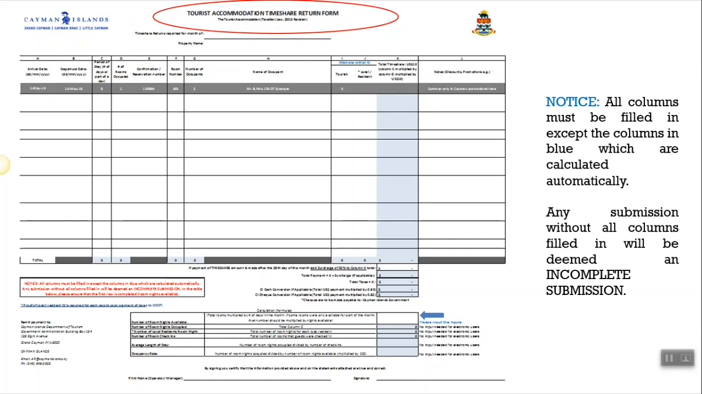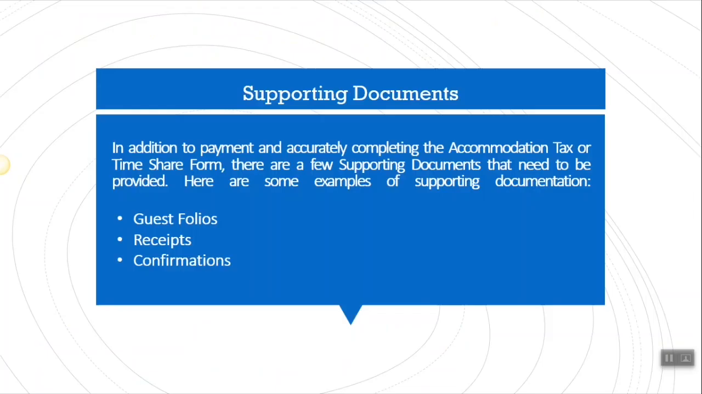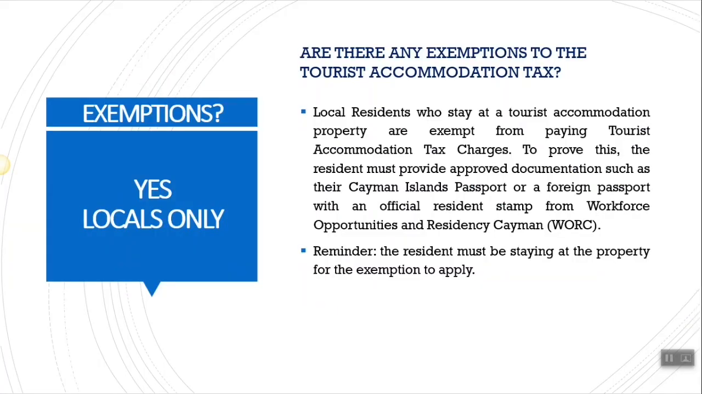Once you have completed the tax return form, you should also ensure that tax payments are supported with documentation such as guest folios, receipts, and confirmations. Local residents are exempt from paying tourist accommodation tax. However, for this exemption to apply, at the time of check-in, official government documentation must be provided.